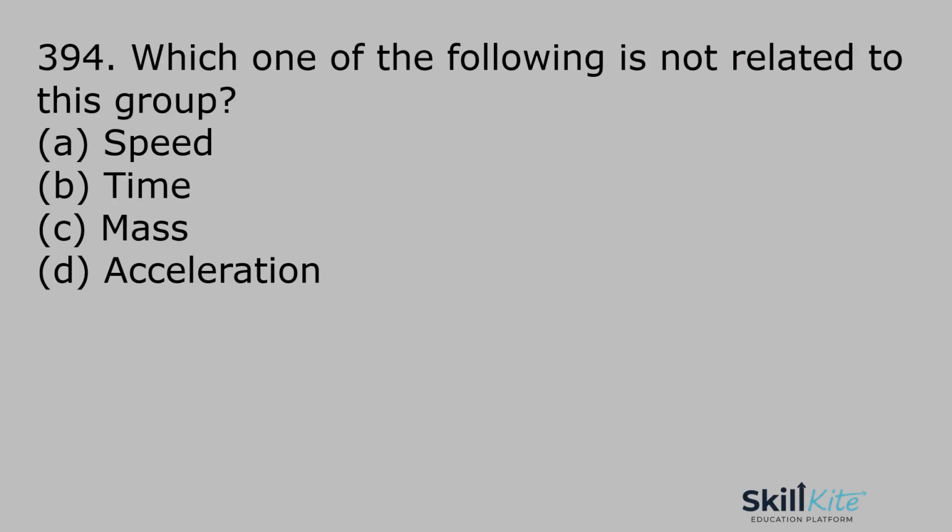Which one of the following is not related to this group? That is option C, mass. Time, acceleration and speed are variables of linear motion, while mass is not included in the group.